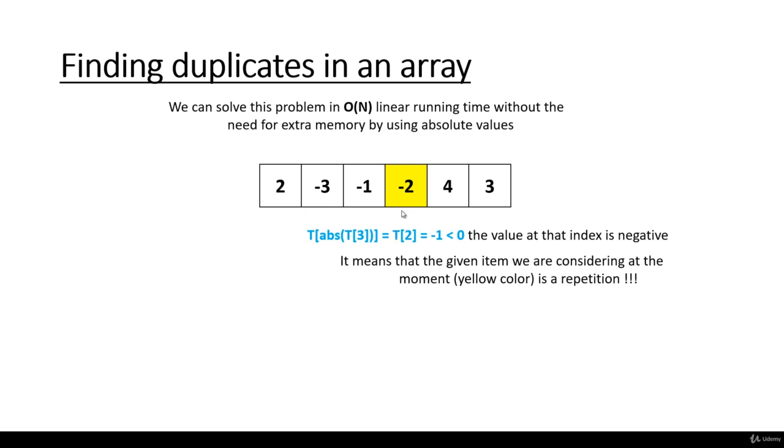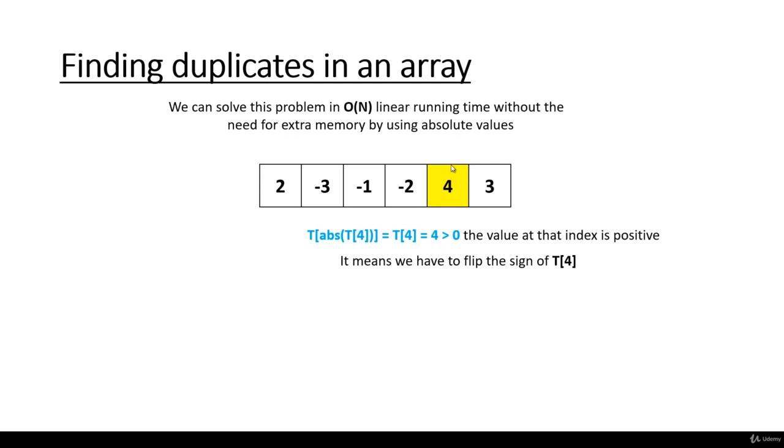Okay, let's consider the next item. In this case, the i index is 3. 0, 1, 2, 3 has the value -2, but we are dealing with the absolute value. That's why we have to check the item with index 2. 0, 1, 2 has the value -1, which is a negative value. It means that the given item we are considering at the moment, so with the yellow color, is a repetition. As you can see, because we have already considered 2, we have found a given repetition. So far we know that number 2 is a duplicate number in this one-dimensional array.